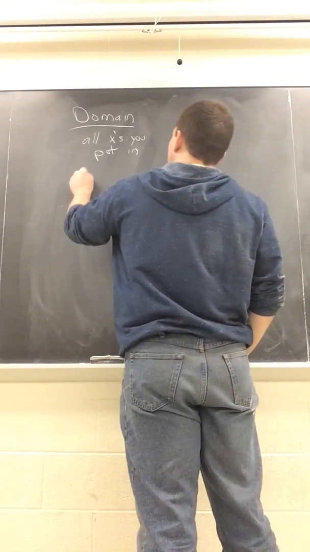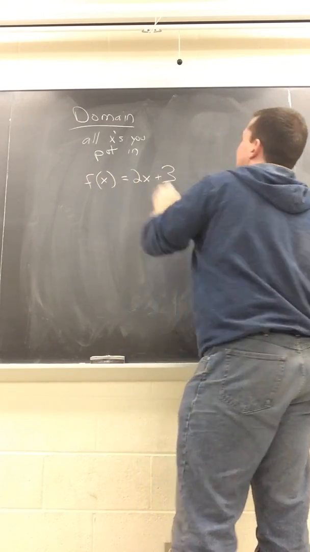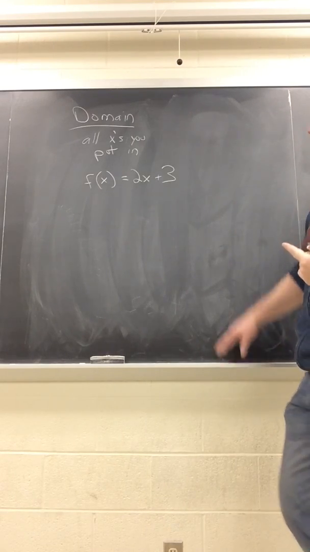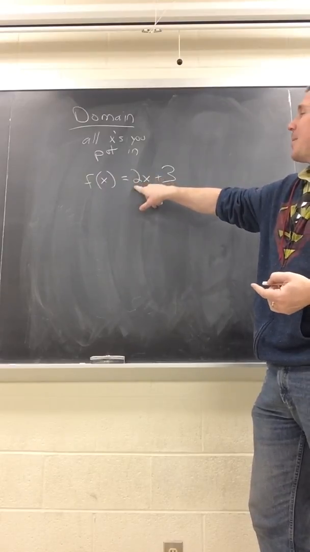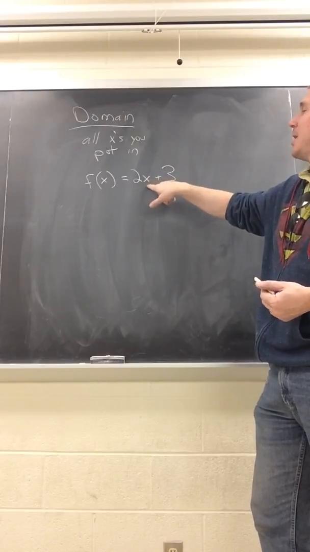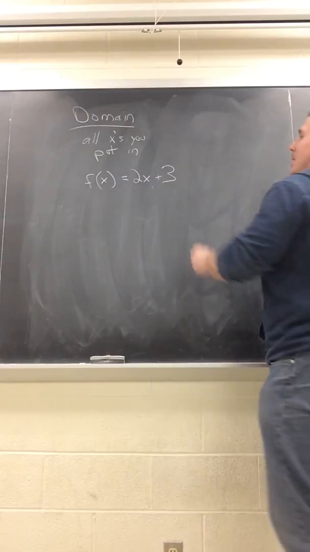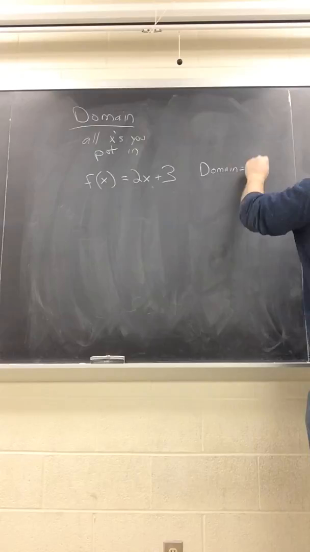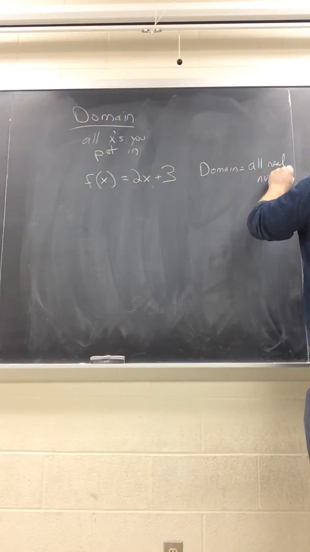So we started before with the equation of a line. f of x equals 2x plus 3. What's the domain? It's all the x's you can plug in. If you think about it, no matter what number I plug in for x, I can multiply that number by 2, and then I can add 3 to it. It doesn't matter. Any number I put in here, I can still multiply by 2 and add 3. So any number will work. So I just say my domain is all real numbers. Every real number will work.